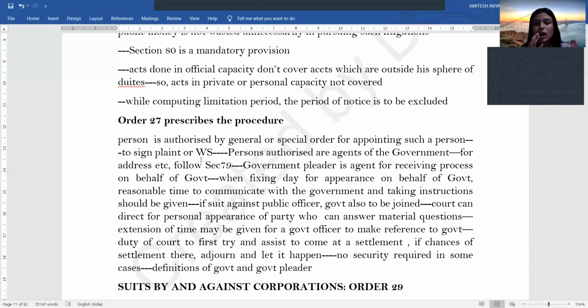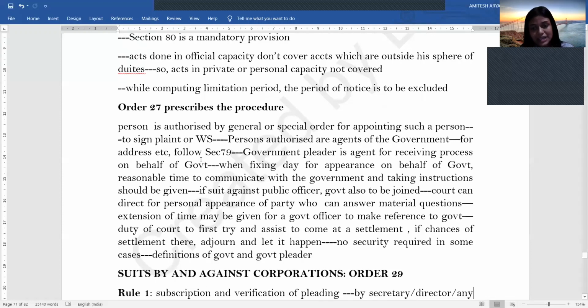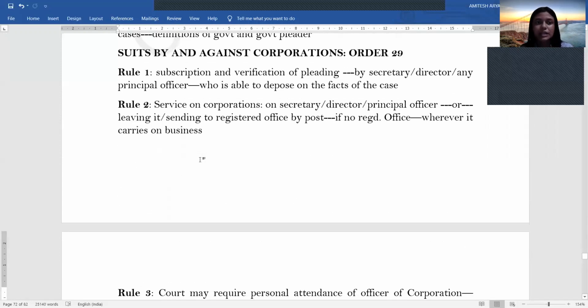What is the order? Who are you giving the notice to? All these things are important. And this is one special suit that we are covering. The next thing is that this is a short one, that is suits by and against the corporations that have been dealt under Order 29.